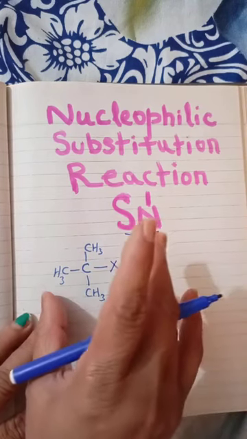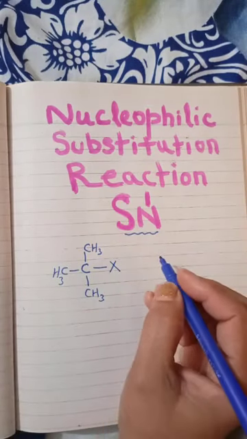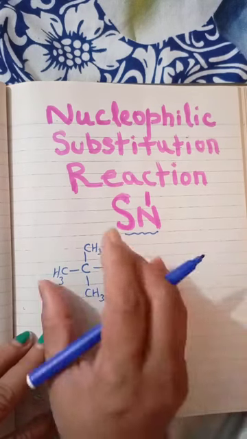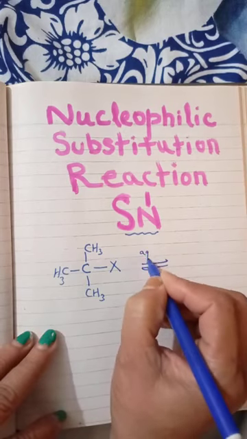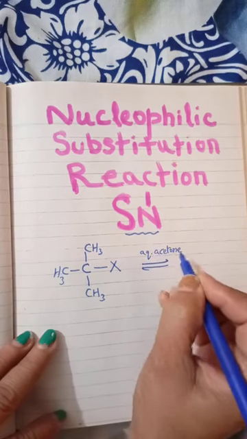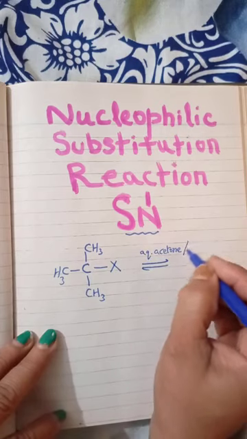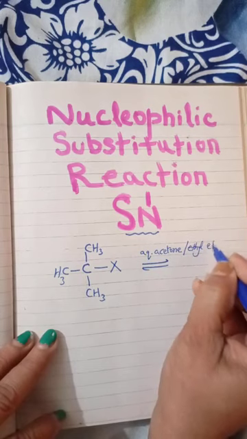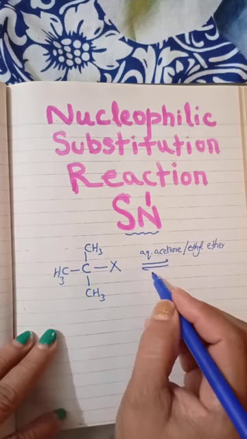Now in the SN1 reaction we have taken a tertiary alkyl halide. Now what happens in this case? First of all, this reaction occurs in the presence of aqueous acetone. Aqueous means acetone prepared in water, in an aqueous medium. Either we take this or we take ethyl ether. And the reaction is reversible.